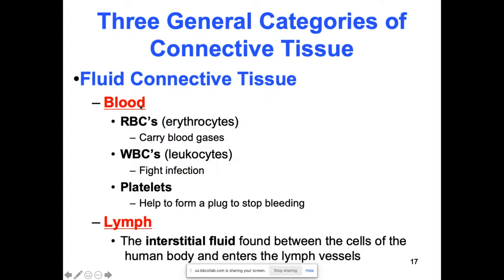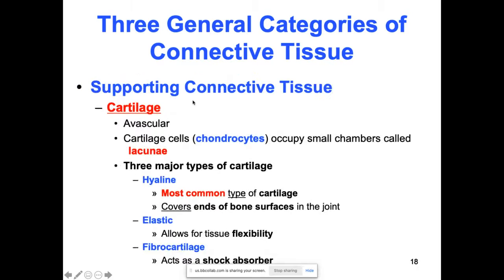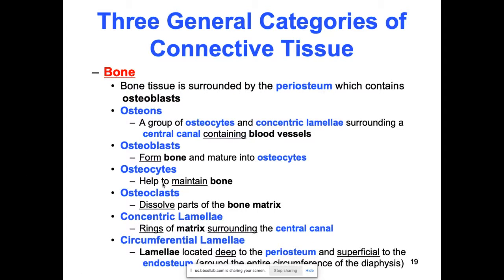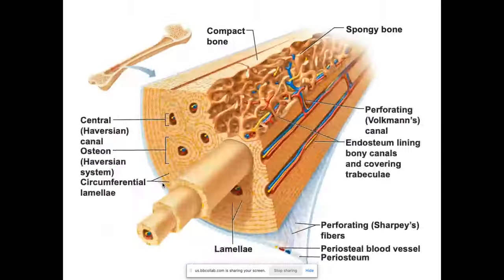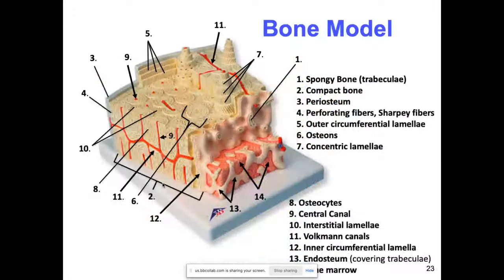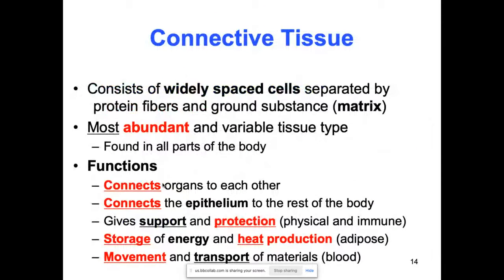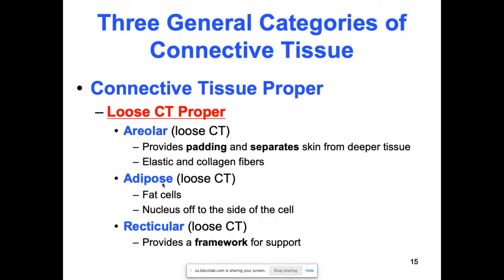Then we have fluid connective tissue. Before you heard me say blood is fluid connective tissue. It's not solid like bone. So there's fluid connective tissue. We have blood and lymph that fall under that. Then we have supportive connective tissue. There's cartilage. And under cartilage, there's hyaline cartilage, elastic cartilage, and fibrocartilage. Then we'll talk about bone and some of the different characteristics to bone, especially compact bone. Okay? All right, so let's go back to connective tissue. Just wanted to give you where I'm going to be going with this.